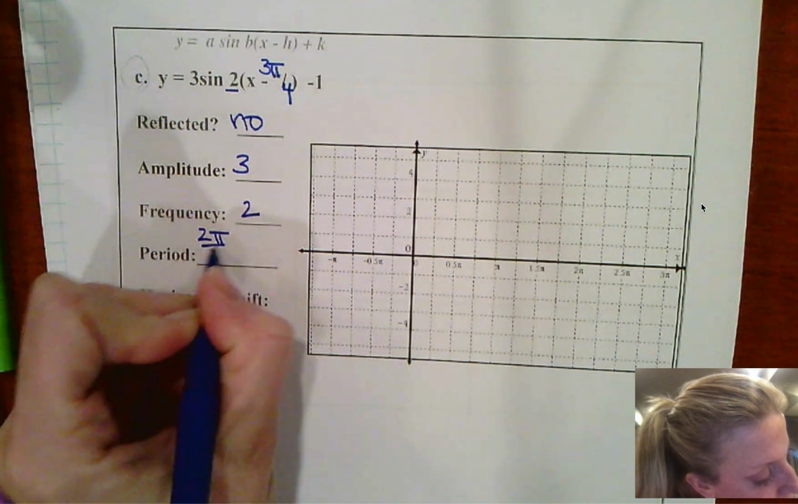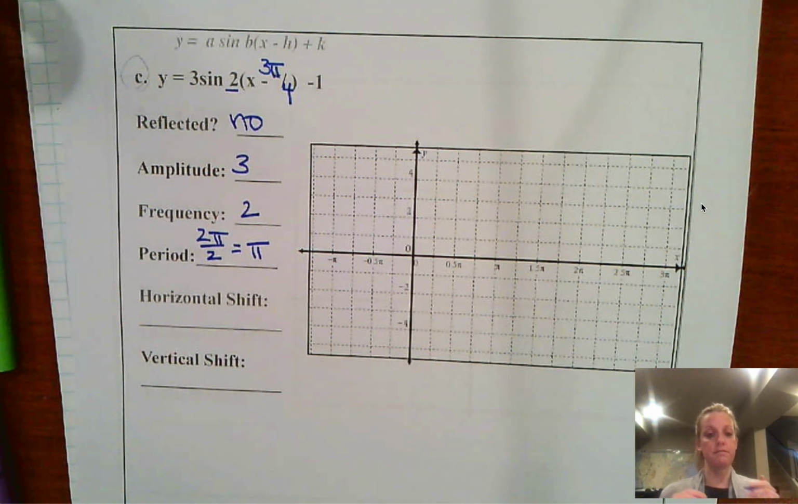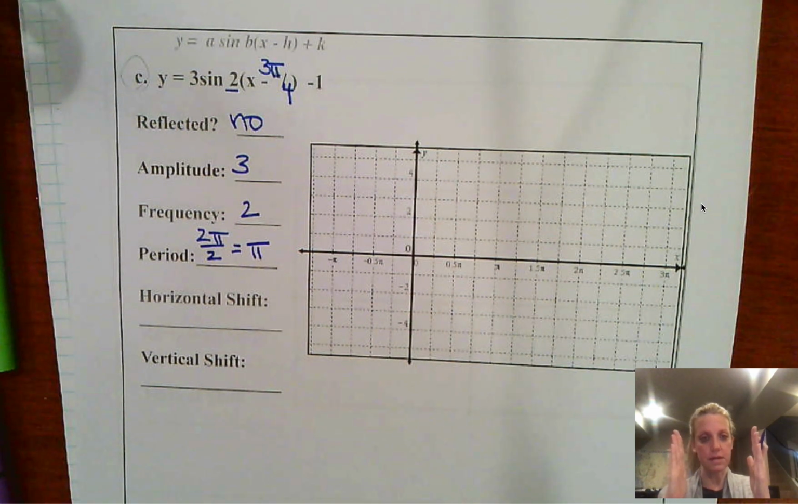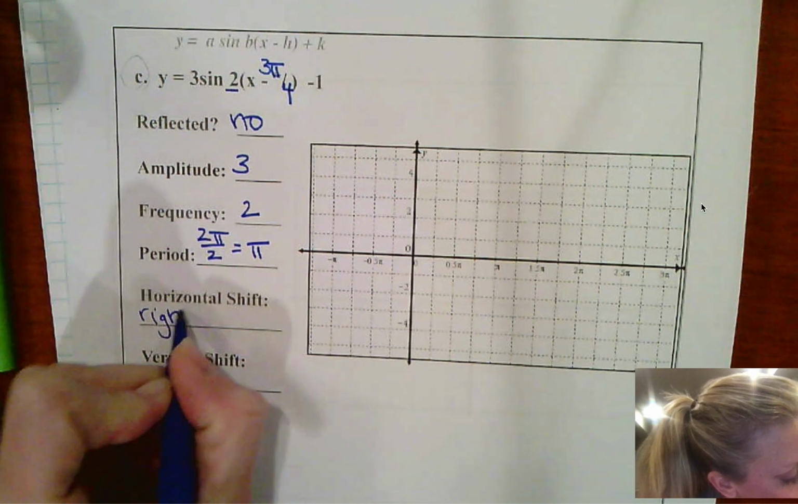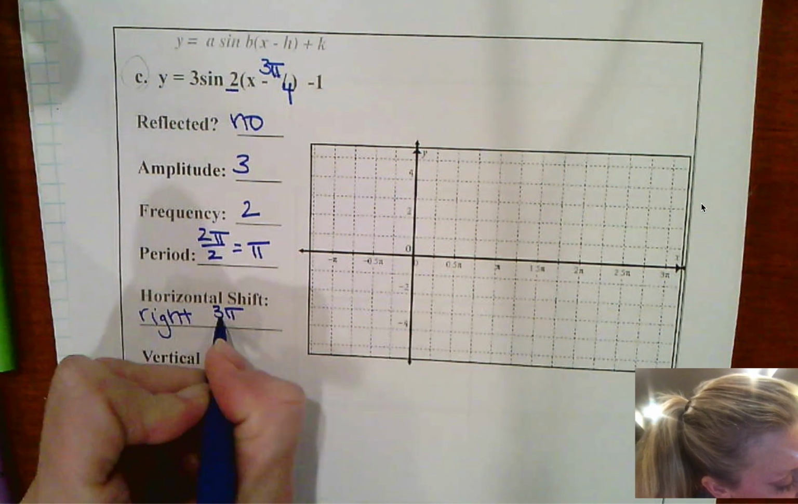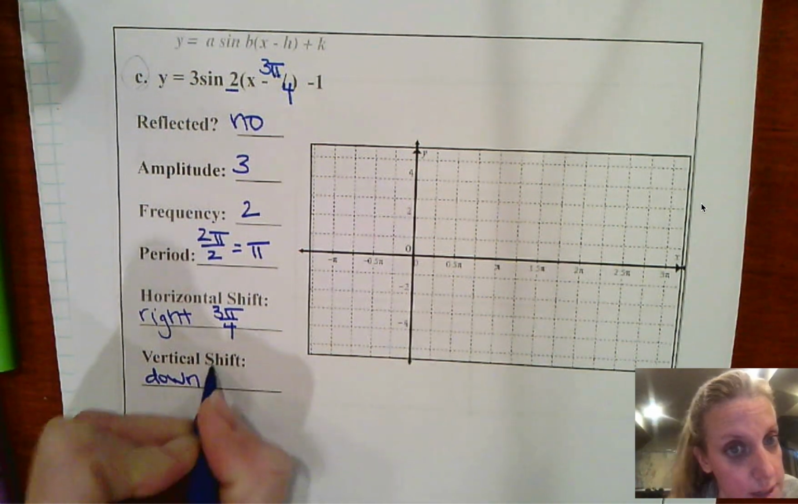To find the period, you do 2 pi divided by the frequency. So since there's a period of pi, that means it's going to be the accordion. It's going to be crunched in a little bit because it will only take pi to do 1 full sine cycle, and between 0 and 2 pi the frequency says we'll fit 2 of them in. A horizontal shift, we're going to the right 3 pi over 4, and a vertical shift, we're going down 1.